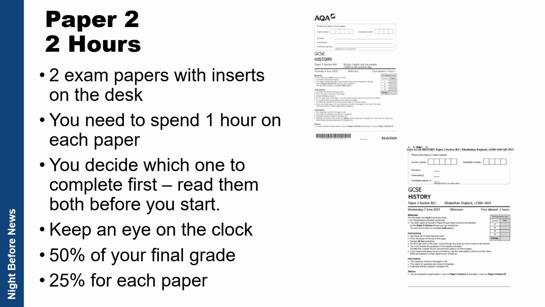Same as Paper 1, you get to do an hour on each paper and you decide which one you complete first. This will be 50% of your final GCSE grade and it's 25% of your final GCSE for each of the papers. You again need to make sure that you do the paper you are strongest on first to maximise your time, and keep an eye on the clock so that you know when the time is up.